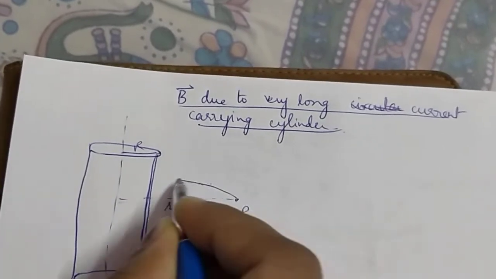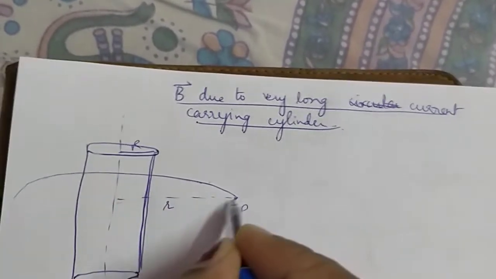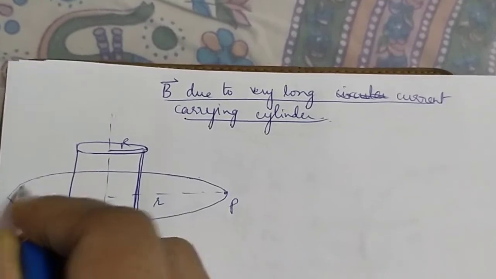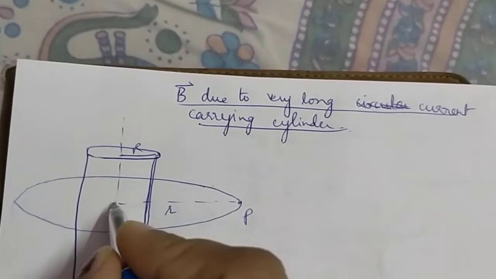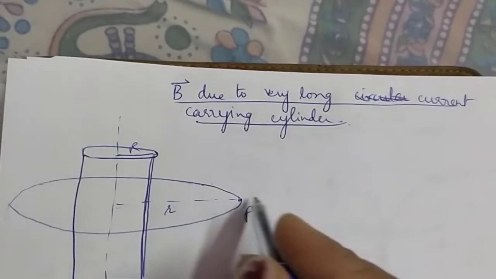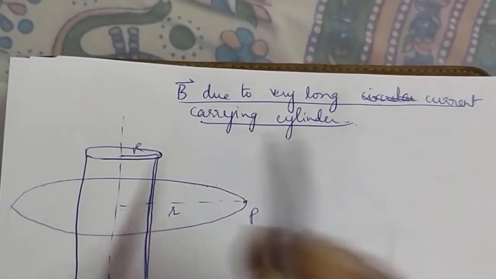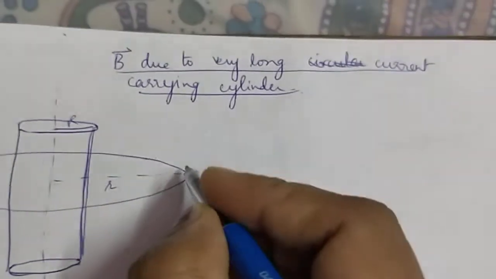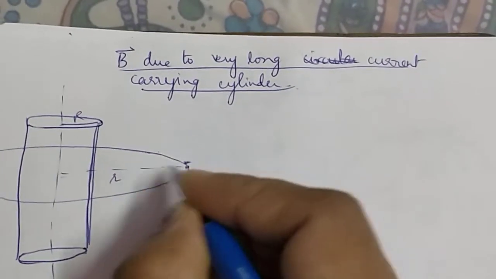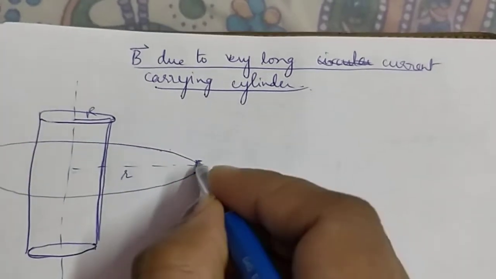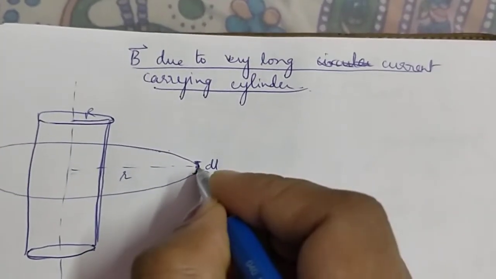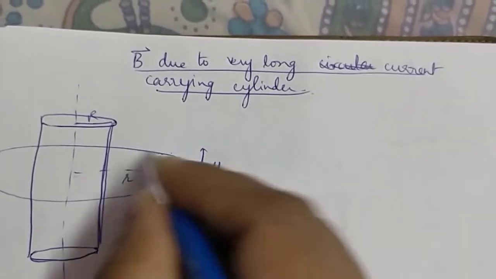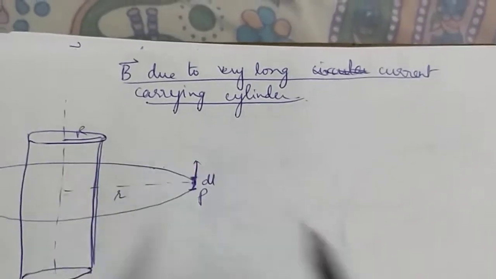So I'll consider a circular loop of radius small r. Okay, circular loop of radius small r. This circle is the Amperian loop. Okay, and now because this is the Amperian loop, now I dl. Now I is in this. This is only dl. Okay, this is dl. So dl will be tangential to this loop, and current is here in this loop.